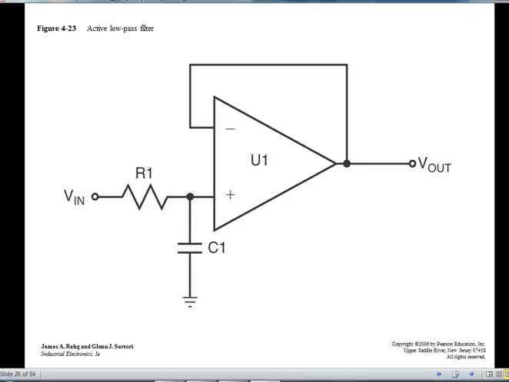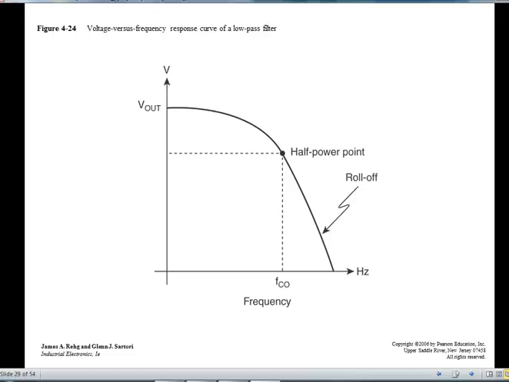So when at low frequencies I have something going to the plus guy, at high frequencies I don't. Okay, I've got some voltage out. I have some cutoff point. I got some roll off. I've got some half power point, which is 3 dB down on my power curve. 6 dB down if I'm doing voltages.